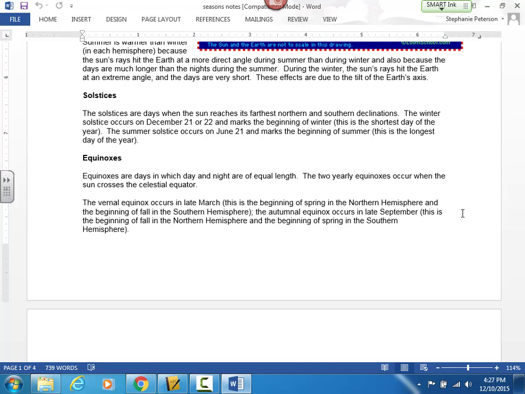The winter solstice occurs on December 21st or 22nd and marks the beginning of winter. This is the shortest day of the year. The summer solstice occurs on June 21st and marks the beginning of summer. This is the longest day of the year.